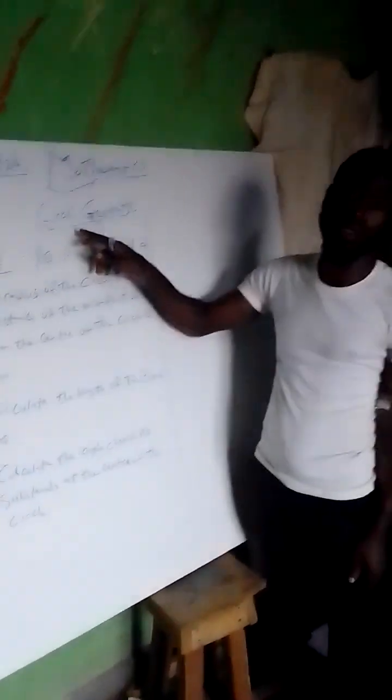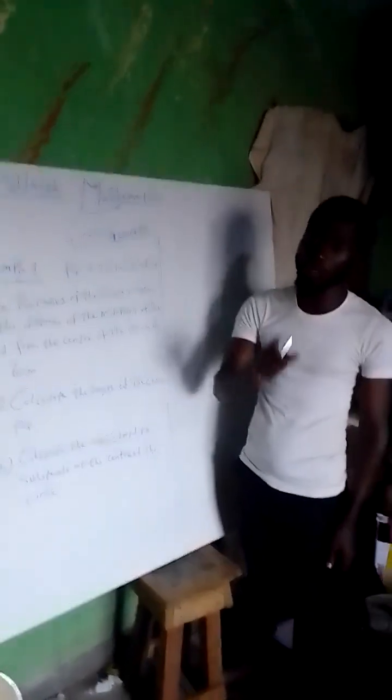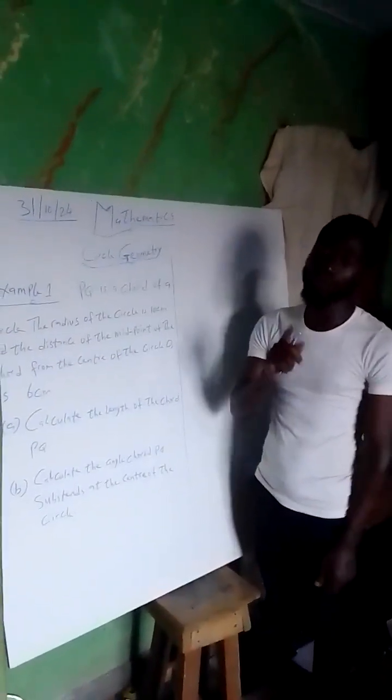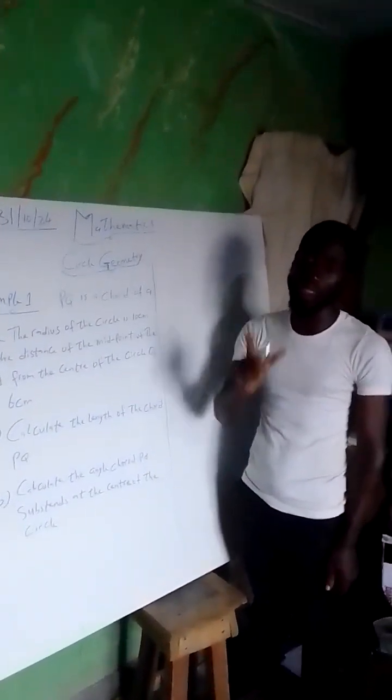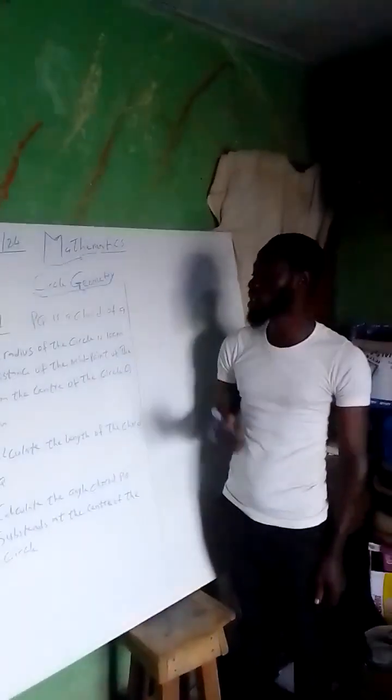Then we've been talking about circle geometry. Like I said in the last video, we are going to proceed to the examples on the first theorem. The first theorem is that a straight line drawn from the center of a circle to bisect a chord which is not a diameter is at right angle to the chord.